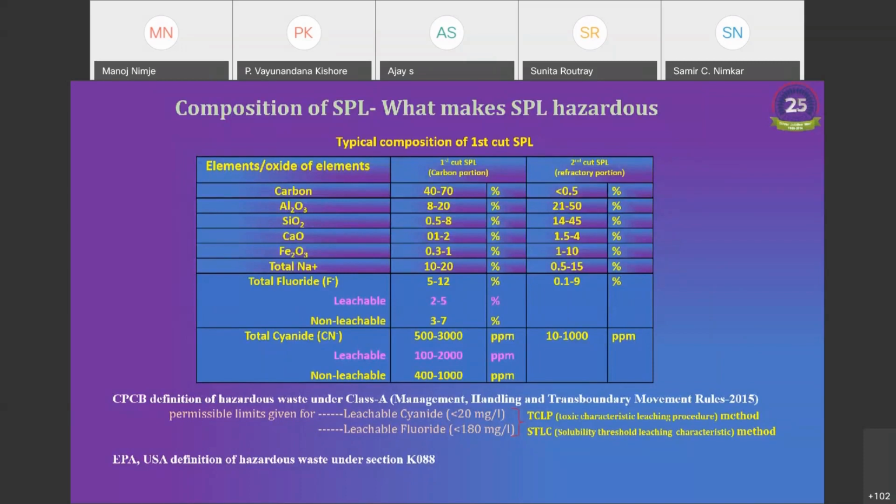Similarly, in the USA, the Environmental Protection Agency, that is EPA, has limited the leachable cyanide limit to less than 30 ppm and the total cyanide limit to less than 600 ppm for hazardous waste.